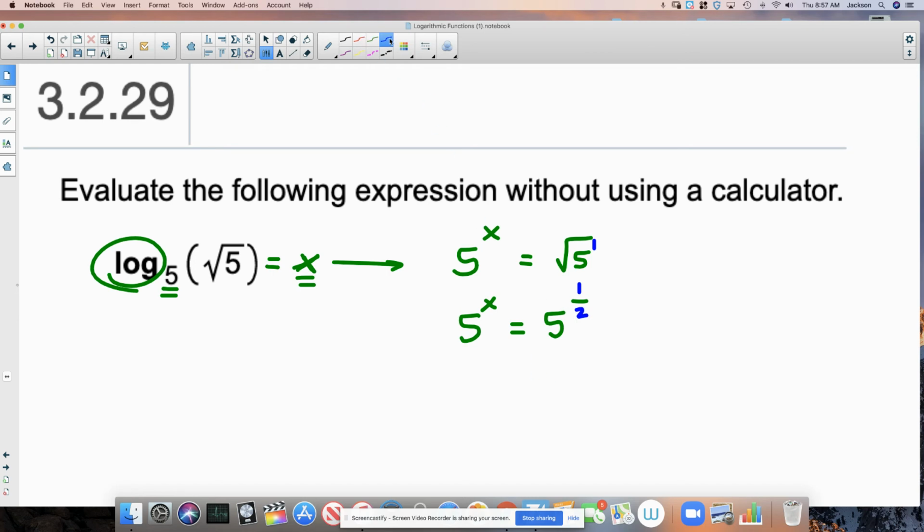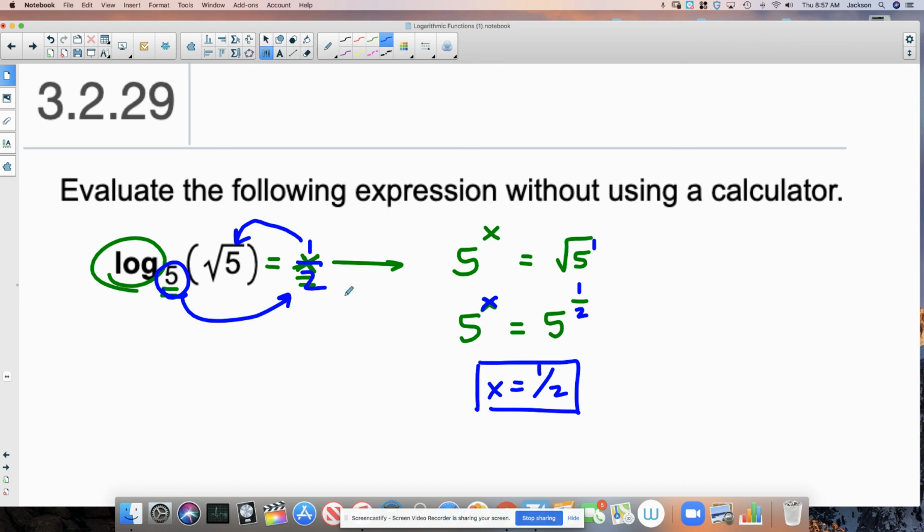Now, when you look at this problem, it's so simple it might seem confusing, but what I'm saying is 5 has to be raised to some power, and I have to get 5 to the half power. Don't overthink this. X equals 1/2. So the missing value here, this x value, is 1/2, because I raise 5 to the 1/2 power, and that gives me the square root of 5, right? That's how these logarithms work.